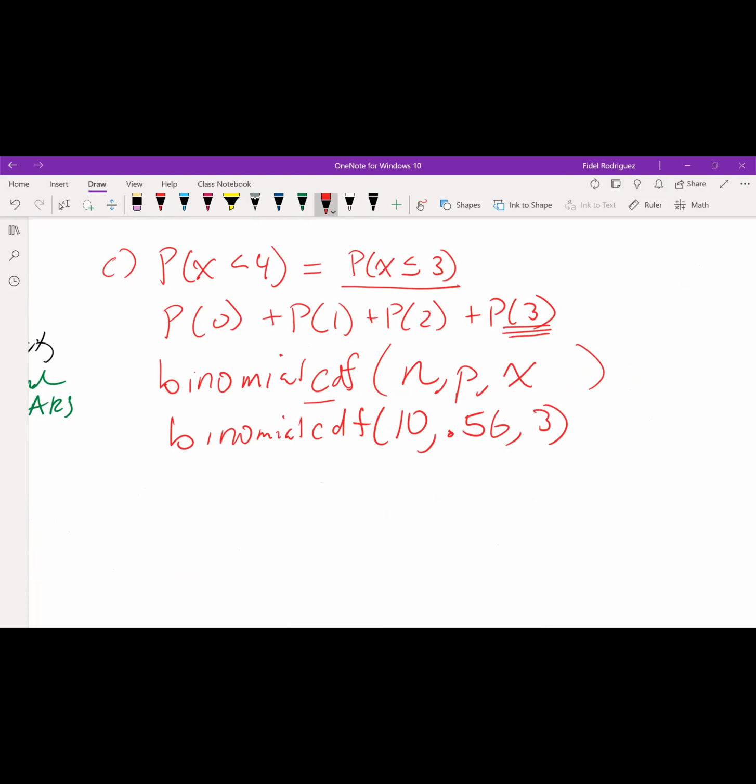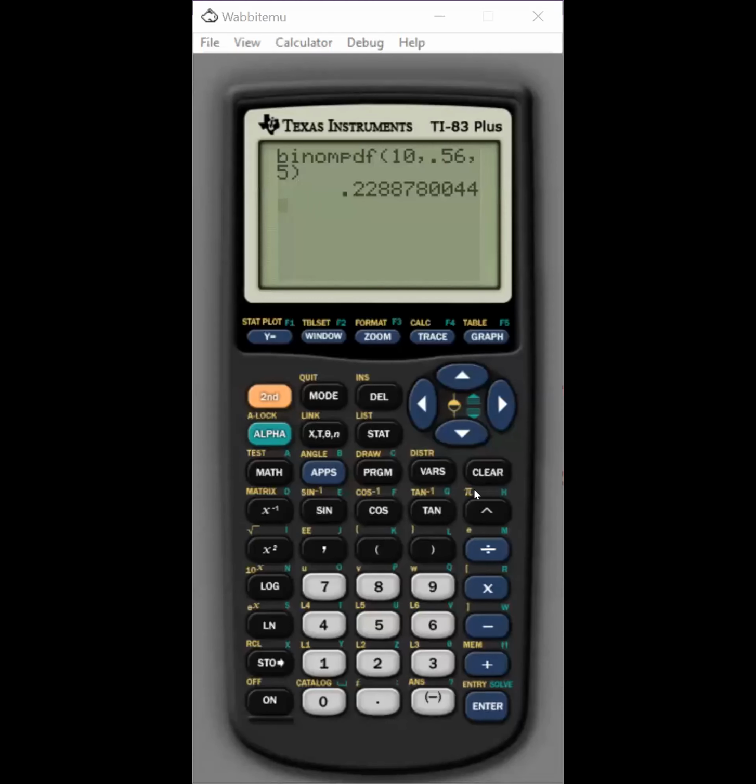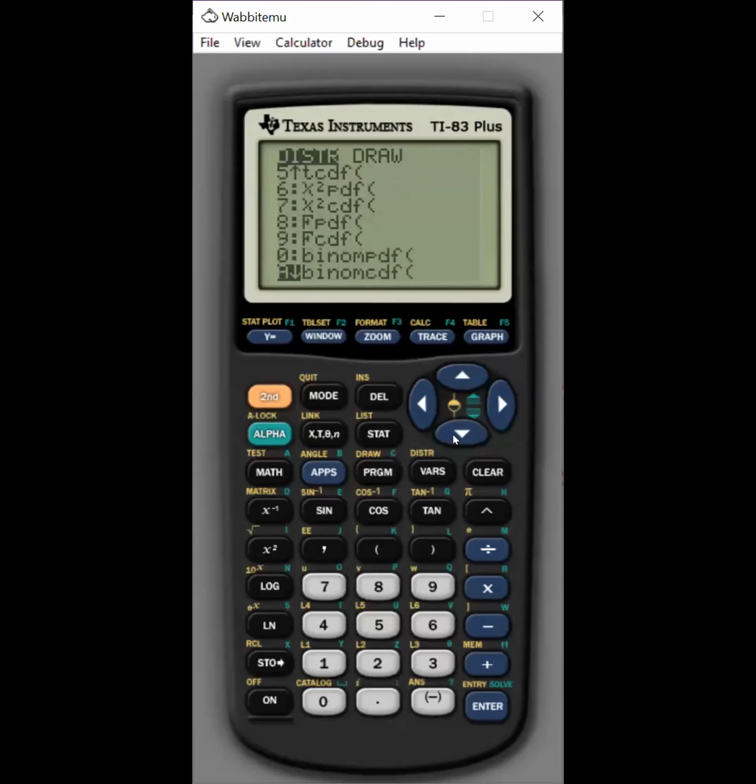Guys, let me stop sharing this part here, and I'm going to share my calculator with you again. I'm going to clear this out, go second bars, and scroll down until I hit binomial CDF. I'm going to enter 10, comma 0.56, comma 3. What this is doing is finding it for 0, for 1, for 2, for 3, and adding them all up for me. When I do that, I'm coming up with 0.091, rounded to 3 decimal places.